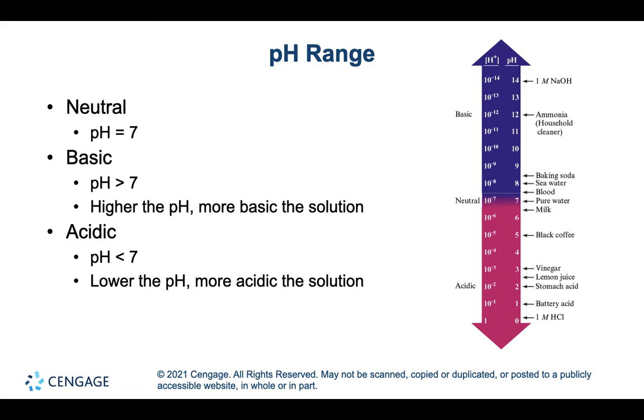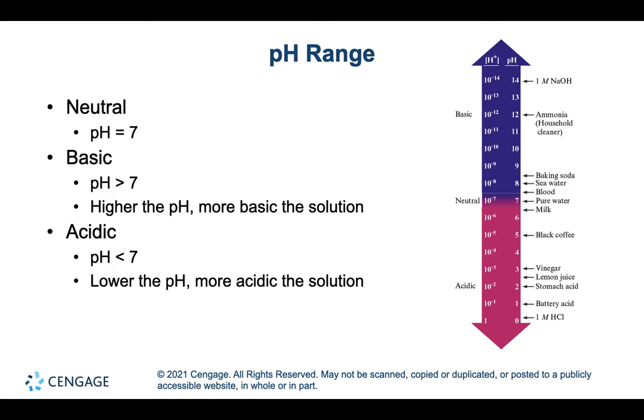So some common things and their pHs. 1 molar NaOH has a pH of 14, ammonia has a pH of 12, baking soda somewhere between 8 and 9, your blood is actually slightly over 7, pure water is 7, so everything above pure water on this diagram would be basic. Milk is slightly acidic, slightly less than 7. Black coffee is a little more acidic, about 5. Vinegar is 3. Lemon juice is even lower. Stomach acid is about 2. Battery acid is about 1. 1 mole per liter HCl is about 0.